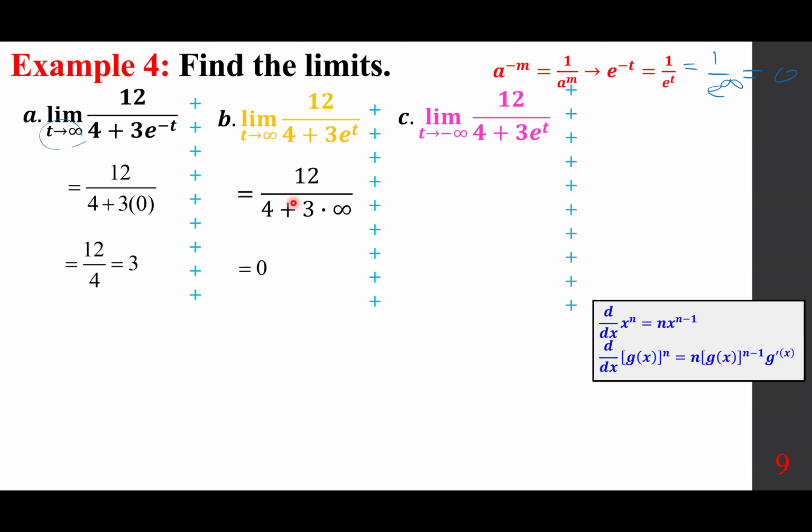Part C, because t is approaching negative infinity, becomes identical to part A, because you put 12 over 4 plus 3 e to the power of negative infinity. That means 1 over e to the power of infinity. That means 0. So it becomes identical to part A, and we're done.